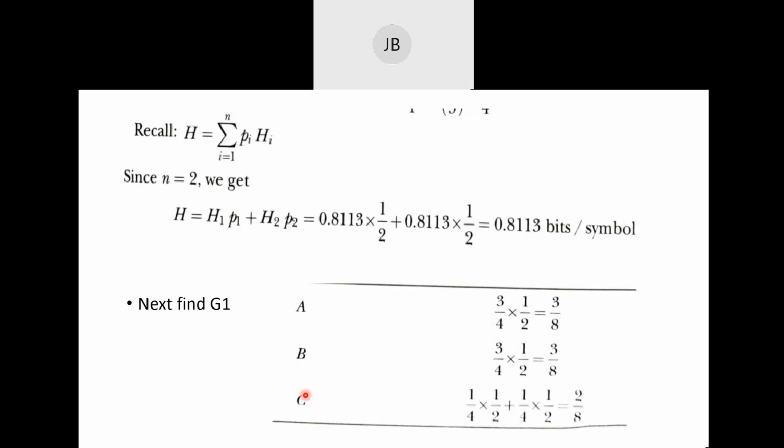Then how do we generate C? C can be generated in two ways, either by the transition from state 1 to state 2 or from state 2 to state 1. The probability values are 1 by 4 in both cases, as transition probabilities. The probability of each state is 1 by 2, so that's why it is 2 by 8.